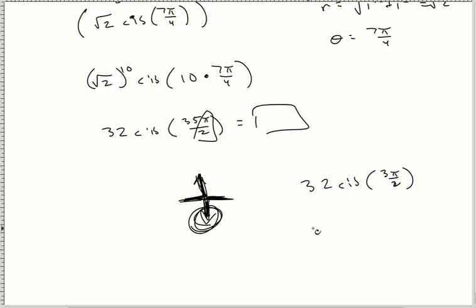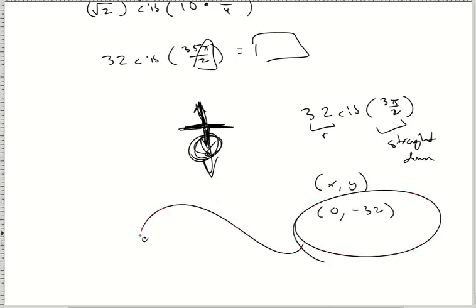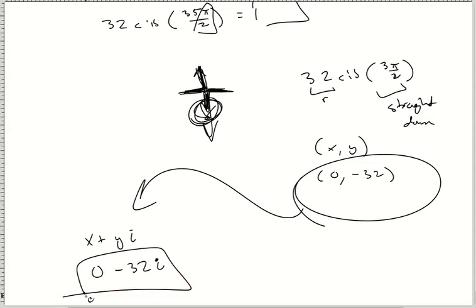What does straight down look like? Well, what would be a point down here if I had a radius? My r is 32. I'm going 32 straight down. Well, my x comma y point would actually be 0 for x, and my y would be a negative 32. Because again, what does this mean? It means straight down from the origin. This is my answer, but I need to put this into a plus bi format, x plus yi format. So 0 minus 32i. There you go. If that was confusing, I understand.